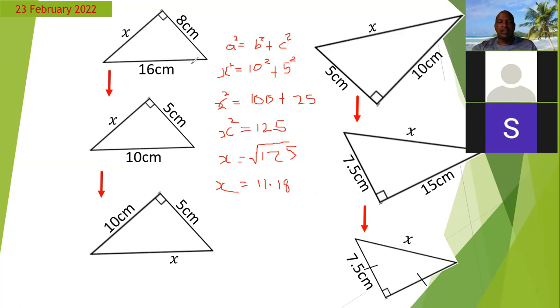So now what we want to do is round off based on what the values in our questions are. If our values are rounded off to whole numbers, we have to round off our answer to a whole number. And if they are rounded off to some number of decimal places, then we round off our answer to that number of decimal places, right? So when you round off, what do you get? 11. Okay, so x is equal to 11. Now you can put back your units, which is centimeters.